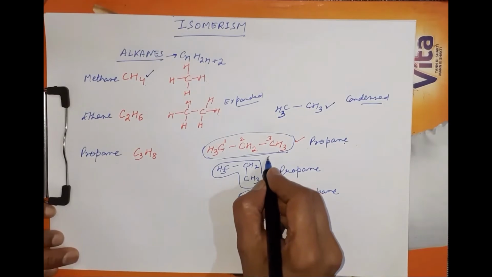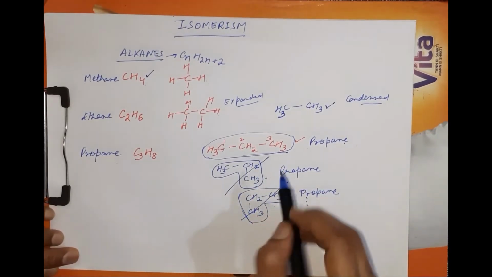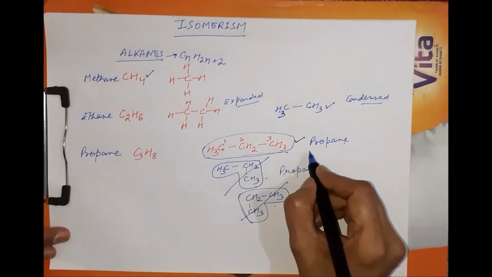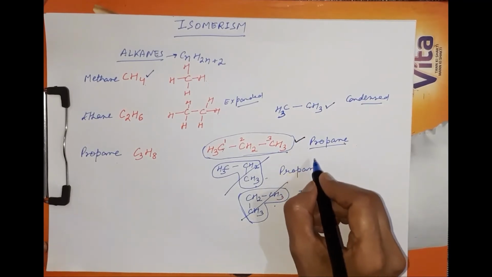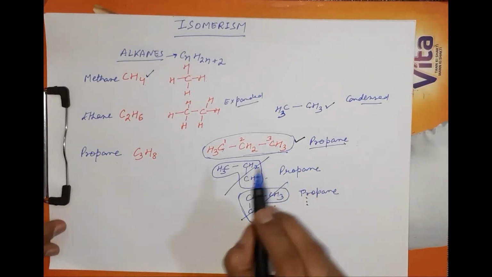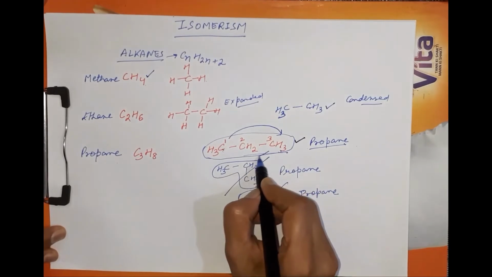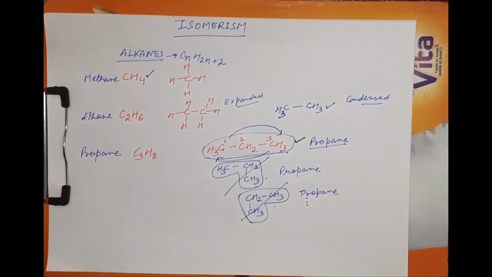So I can cut both these structures, so I can take only this one. So in case of propane, only one way of writing the structure is possible. If we flip this molecule, then this C1 will come this side, C3 will come this side, but again there will be no change in the structure of the propane molecule as a whole. So this propane also has only one way of writing, meaning no other isomers are possible in the case of propane.